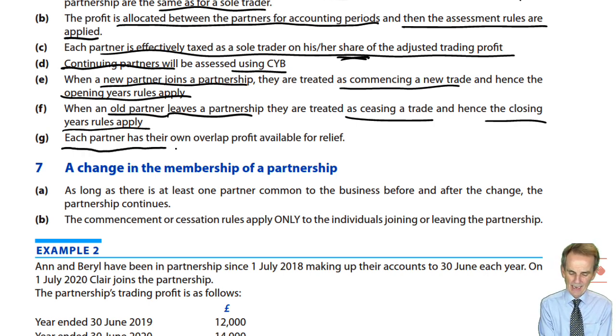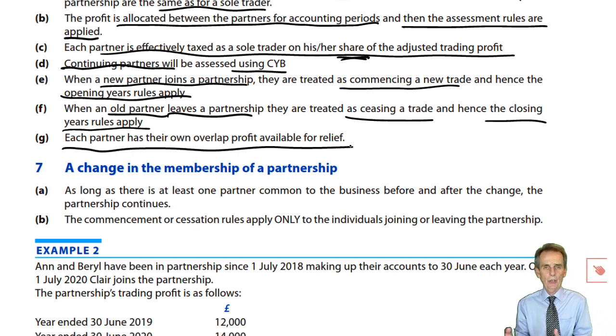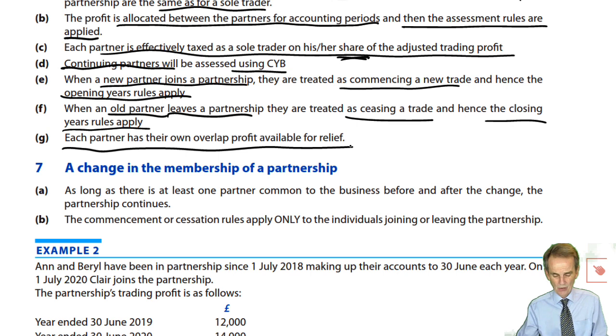Each partner has their own overlap profit available for relief. So again, on the new partner coming in, when we go from the first tax year to the second tax year, there's going to be some sort of overlap period, again depending on the accounting date of that particular business. But that overlap profit is specific to that individual partner. And when we deal with the partner leaving the partnership, overlap relief will then apply on cessation in determining the assessment for the individual partner concerned.